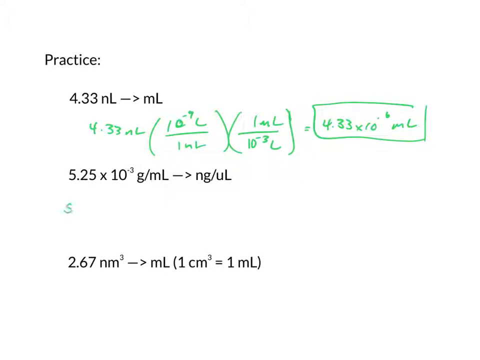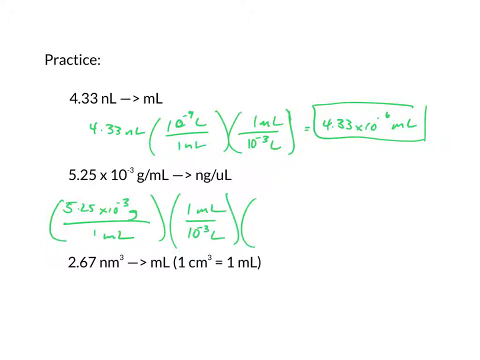For the next one, I have 5.25 times 10 to the negative 3rd grams per 1 milliliter, right? So I'm going to do the milliliters first, just to change it up a little bit. I know that for every 1 milliliter, there are 10 to the minus 3rd liters, and then I know that for every 10 to the minus 6th liters, there is 1 microliter. So the microliters stay. Liters cancel, milliliters cancel. So now I'm in grams per microliter.